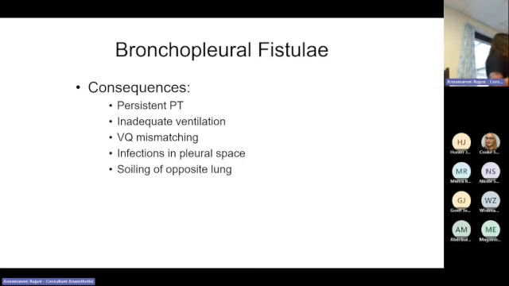And also there is the potential for soiling of the pleural space and soiling of the opposite lung as well. Because when you breathe, the air is going to follow the path of least resistance, so it's going to go there, and then the secretions can move across and soil the other lung. So you're constantly having an infected space.